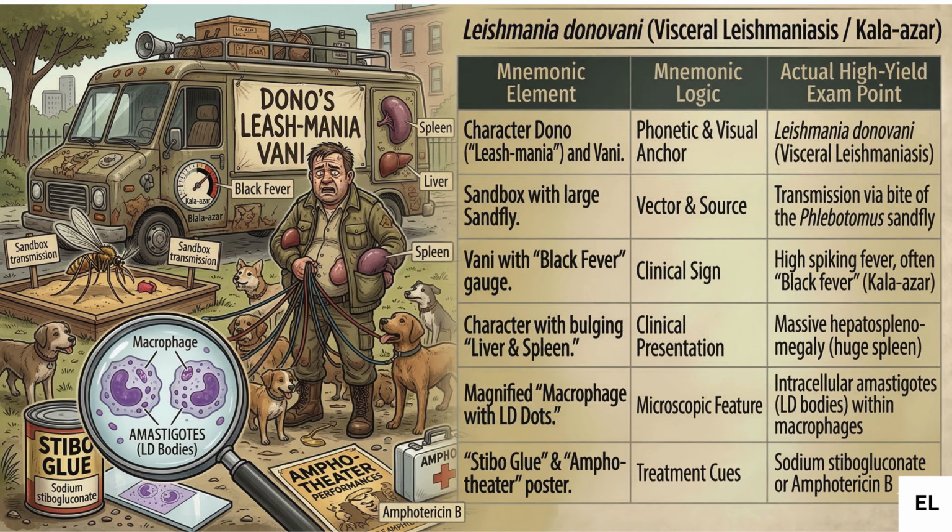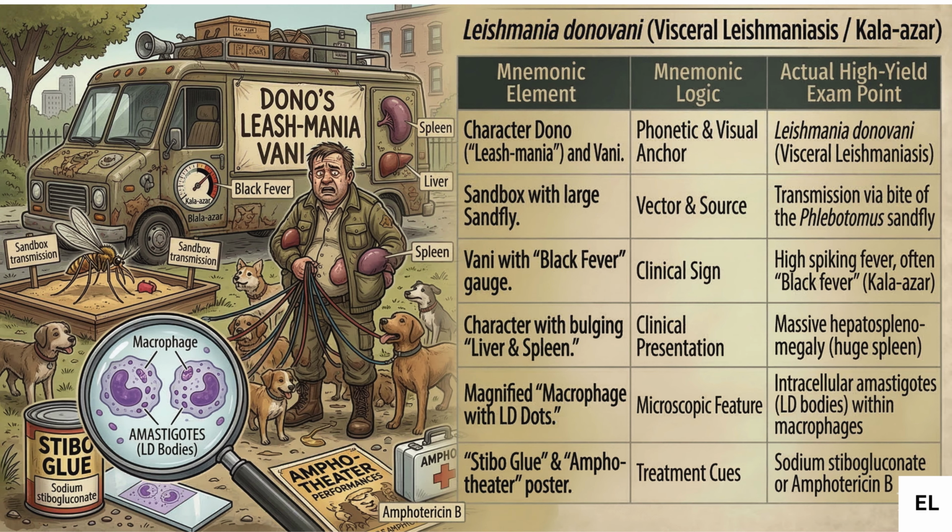Now look at the man standing near the van. He appears sick, tired, and uncomfortable. This character represents the patient with visceral leishmaniasis. Notice something unusual about him. His abdomen is enlarged, and you can see labels pointing to the liver and spleen. This is one of the most important clinical features. Leishmania Donovani causes massive hepatosplenomegaly, especially a huge spleen. So whenever you see this bulging abdomen with liver and spleen, think kala-azar leads to massive hepatosplenomegaly.